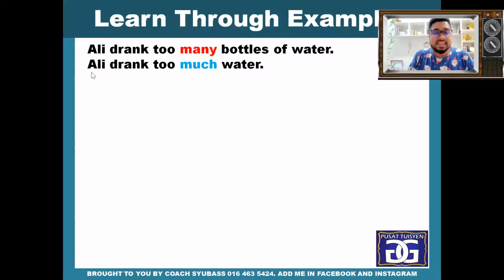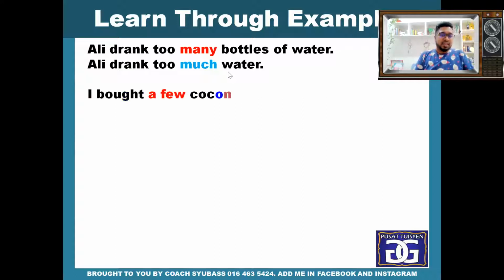Whereas if you look at the second sentence, Ali drank too much water. Di sini saya tidak menggunakan perkataan bottles. Maksudnya, kita hanya refer kepada air, which is an uncountable noun. Therefore, we use much. Okay, many untuk countable, much untuk uncountable.